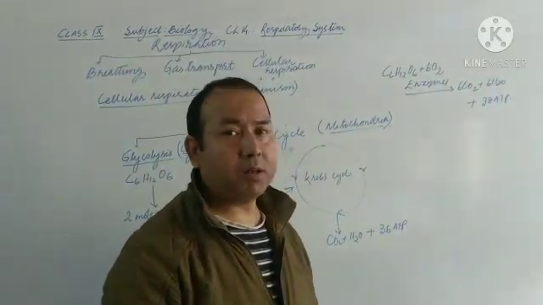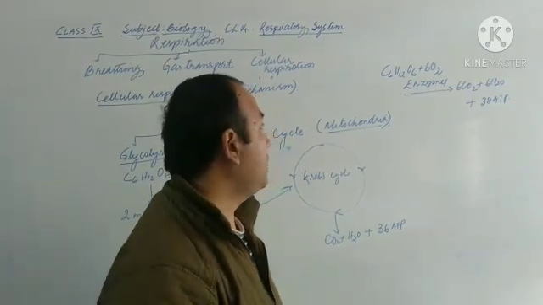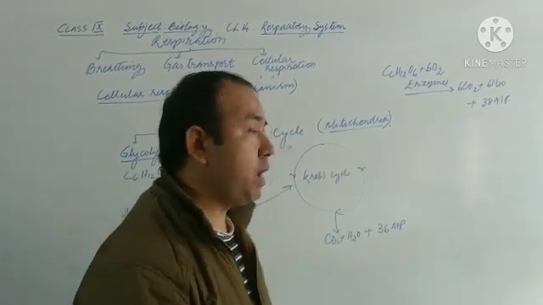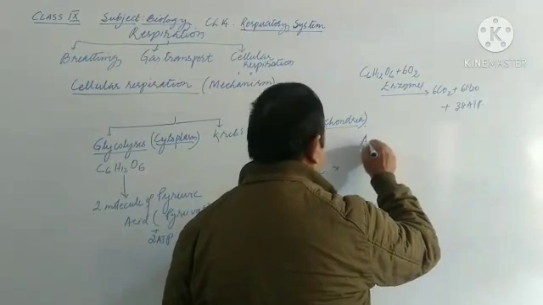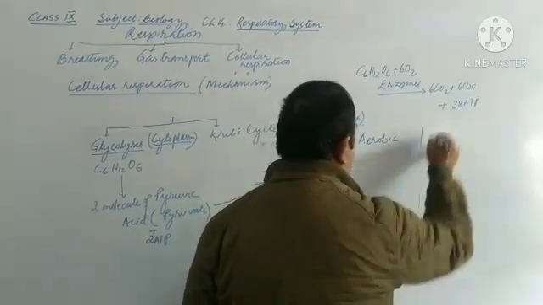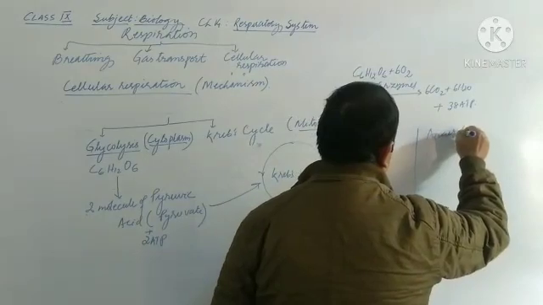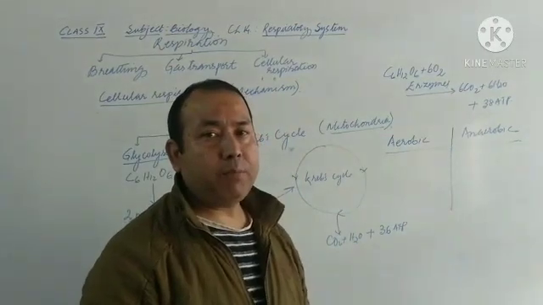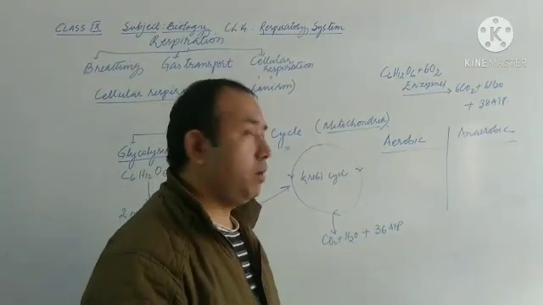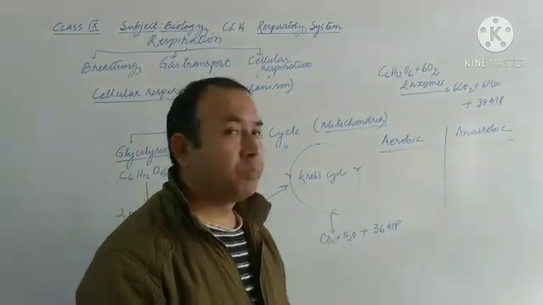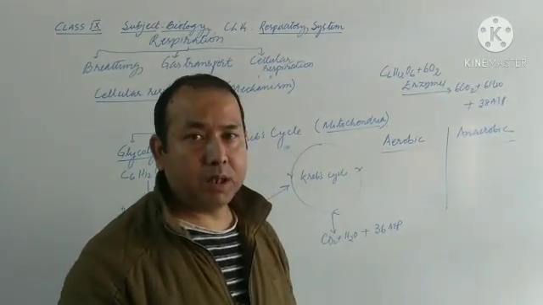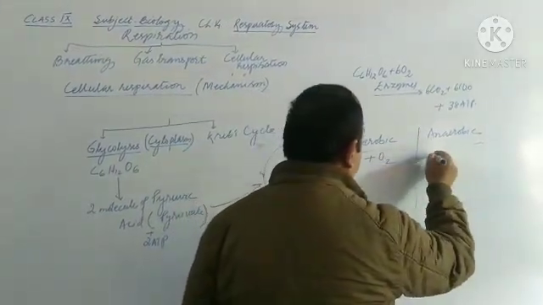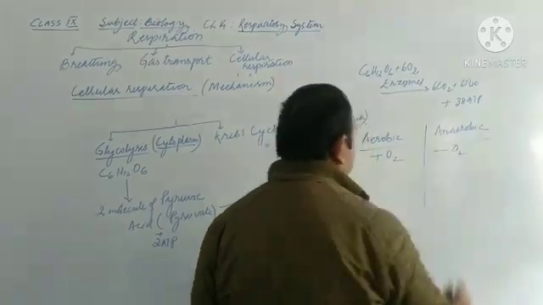On the basis of whether oxygen is utilized or not, respiration can be further classified as aerobic and anaerobic respiration. Aerobic means the type of respiration during which oxygen is utilized, and anaerobic means respiration during which oxygen is not utilized. So the first difference is that here oxygen is utilized, and here oxygen is not utilized.